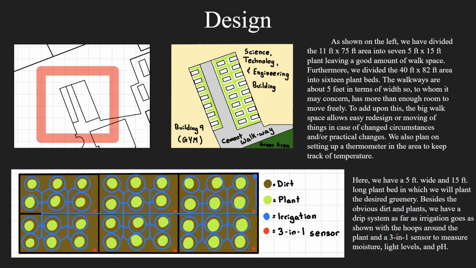Moving forward, we have a 5 by 15 foot long plant bed in which we can plant whatever desired greenery we want. Besides the obvious dirt and plants, we have a drip system for irrigation, as shown by the hoops around the plants, and a 3-in-1 sensor to measure moisture, light levels, and pH. Furthermore, we have a humidifier and a dehumidifier to deal with humidity.